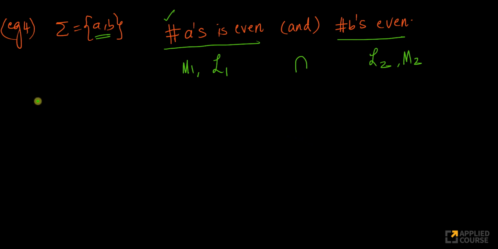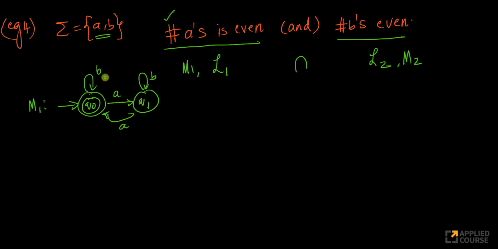First, let's build M1. So what is M1 now? M1 is even number of A's, right? So 0 will be there. This is Q0. So even, odd. This will track even, this will track odd, right? So this is my B. I only care about A's. My B is here, my A will be here. So this is my M1.